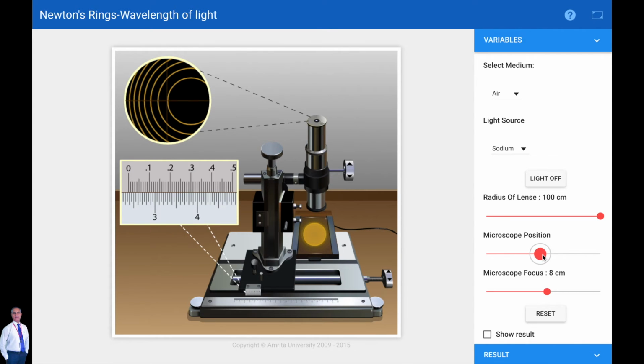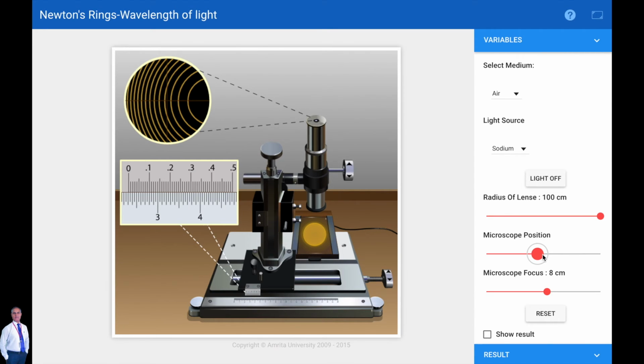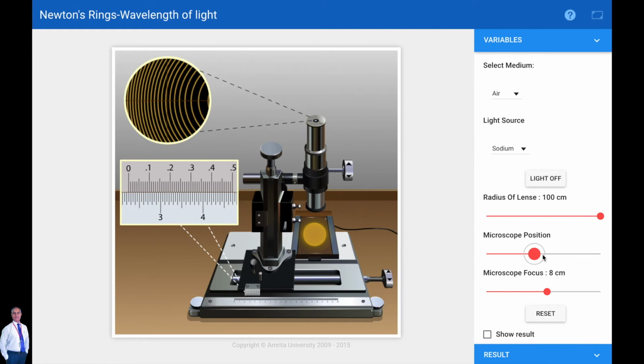Here the crosswire is at the first ring, then this is the second ring, this is the third ring. Look here, the magnified image through the eyepiece. This is the third Newton's ring, this is fourth, fifth, sixth, seventh, eighth, ninth, and this is the 10th. So I have set the crosswire at the 10th ring on the left hand side, and now just measure the reading.